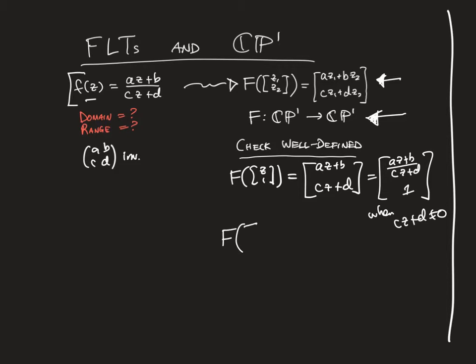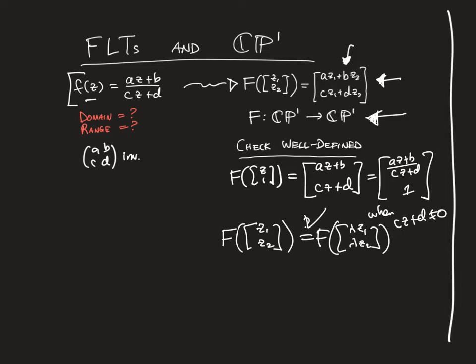So if I take f of (z1, z2), does this agree with taking a different representative? So if I multiply through by a lambda. And of course it does, because my formula is linear, so putting a lambda in here will just take a lambda in front of everything. So that's no issue. And you'd also need to make sure that you don't ever get (0, 0), which is not in CP1.